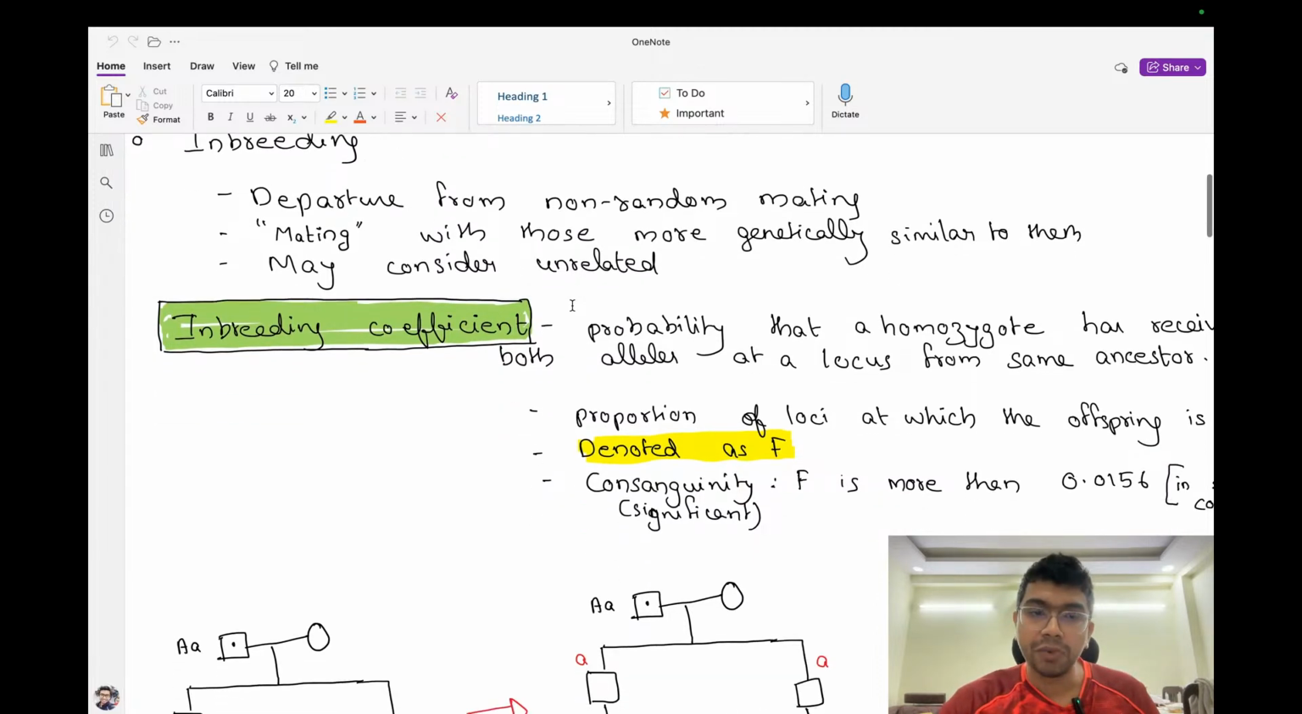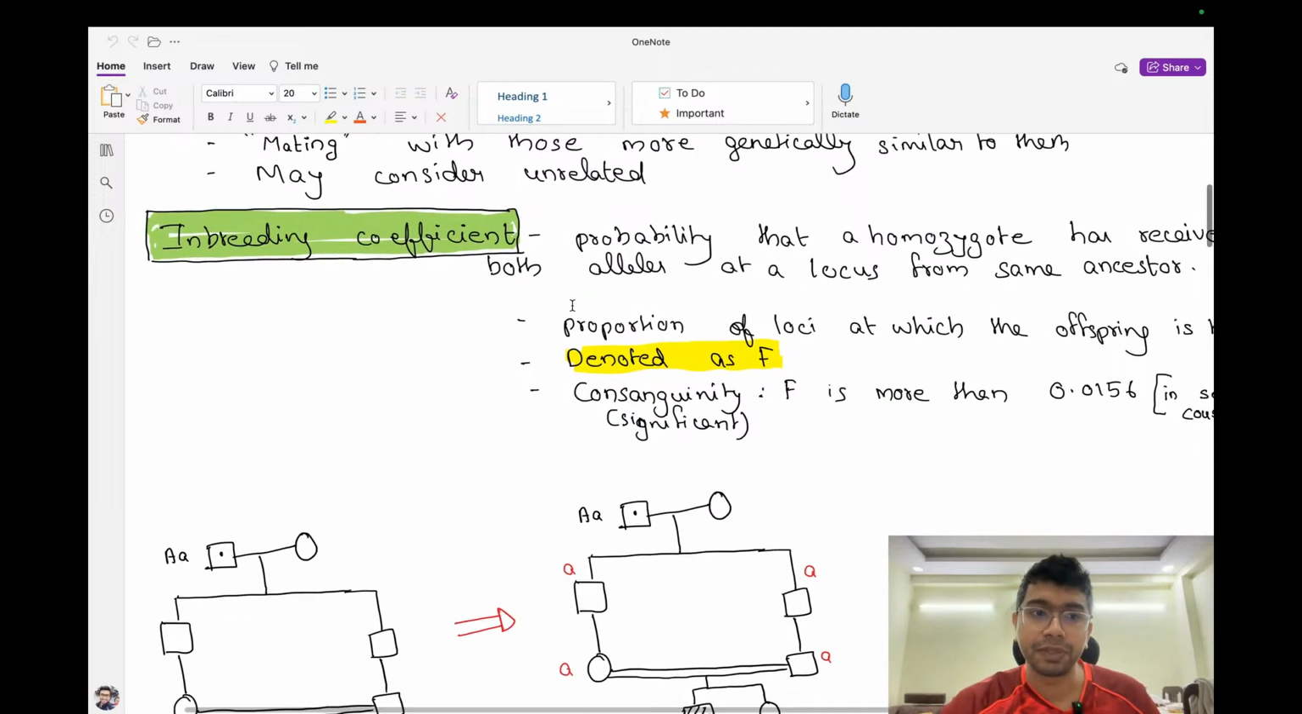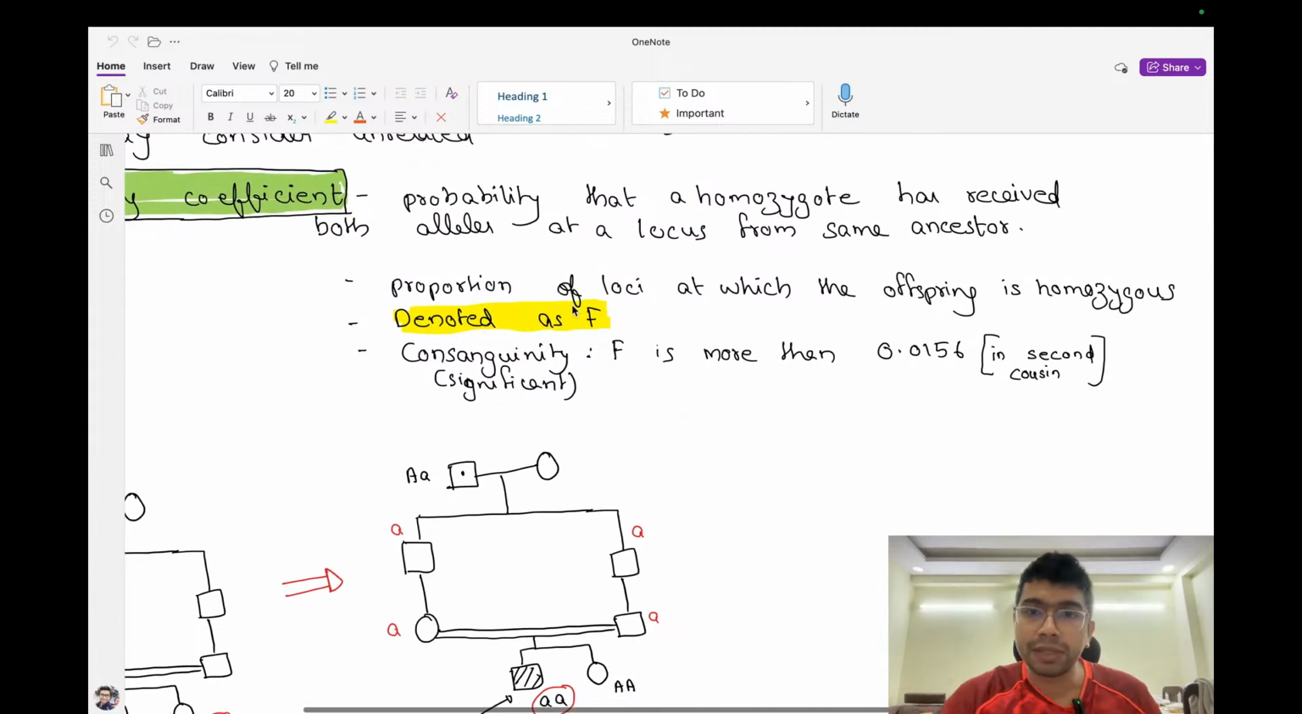And why is it important? Because of inbreeding, there is a high chance of consanguineous relationships and a higher chance of rare disorders in that community. To express inbreeding, there is a term used which is called the inbreeding coefficient. The definition is the probability that a homozygote has received both alleles at a locus from the same ancestor. I will explain that with an example so that you will easily understand the concept. It is denoted by the term F.